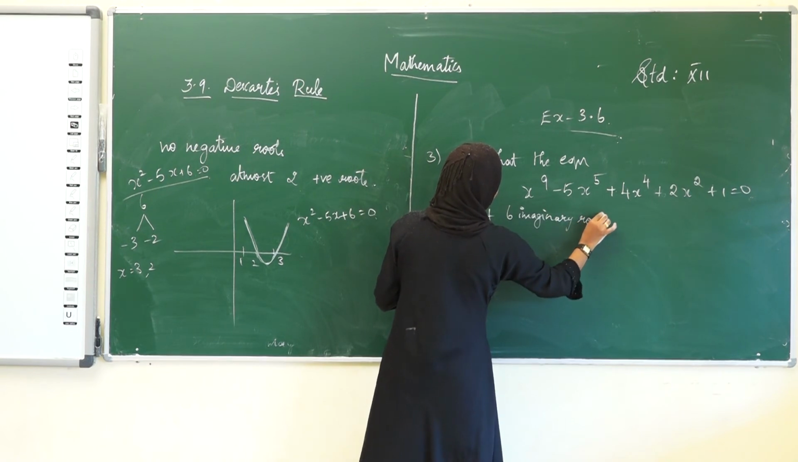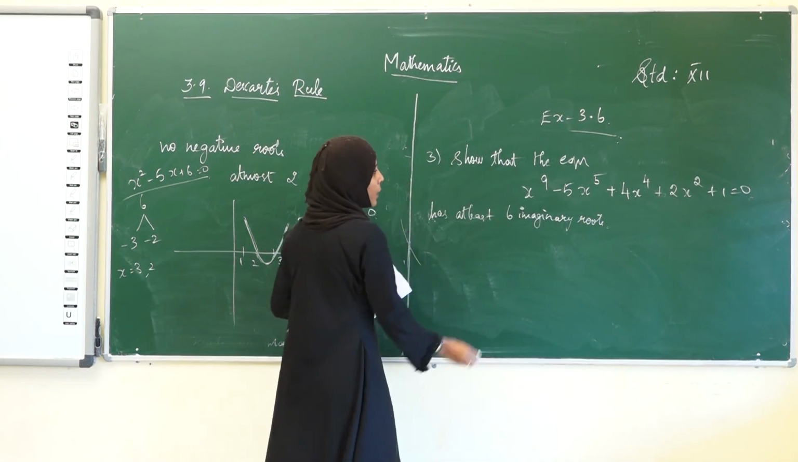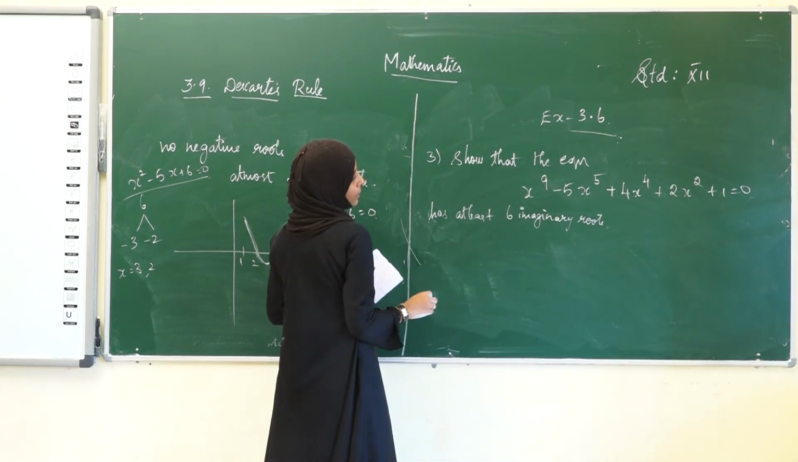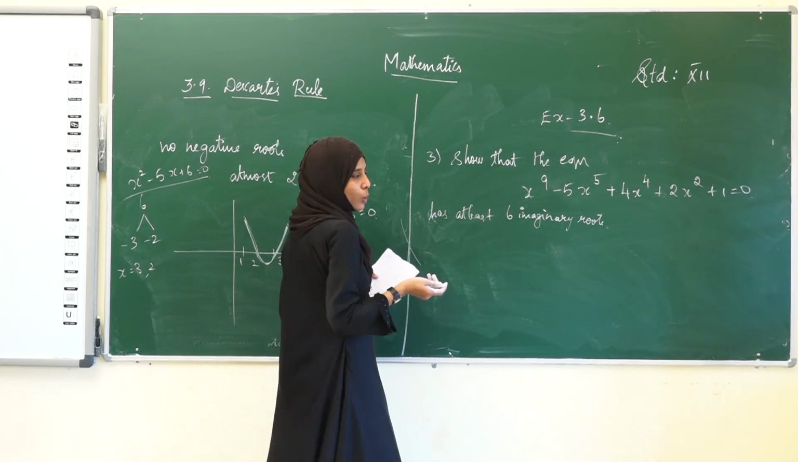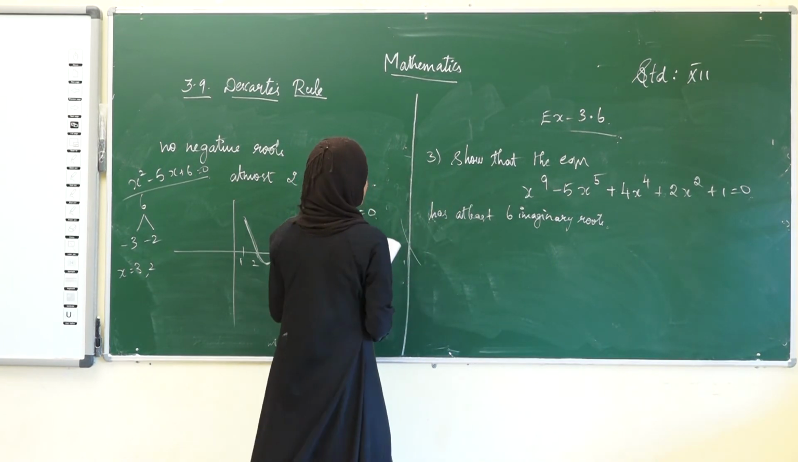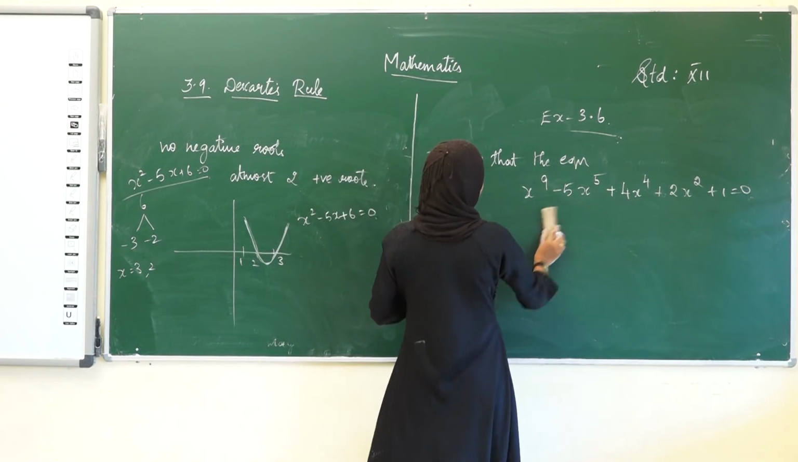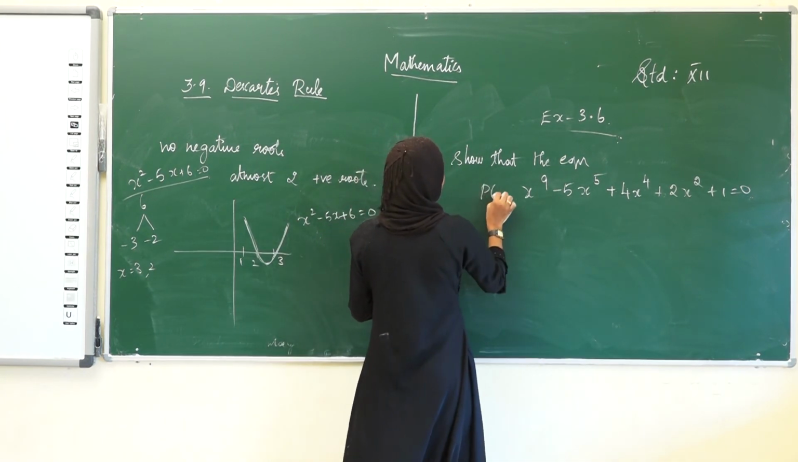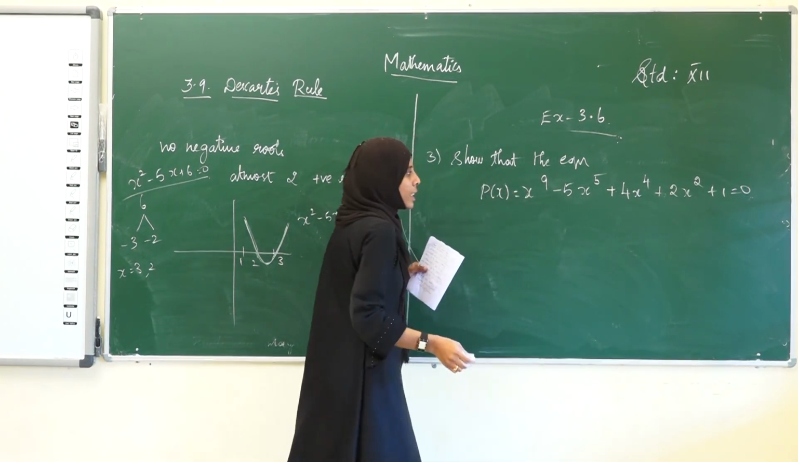Okay, what we are going to prove is that this equation has at least 6 imaginary roots, meaning the number of imaginary roots will be 6 or greater than 6. Okay, we have to prove that. Now let us take this equation as P of x. See the sign changes here.